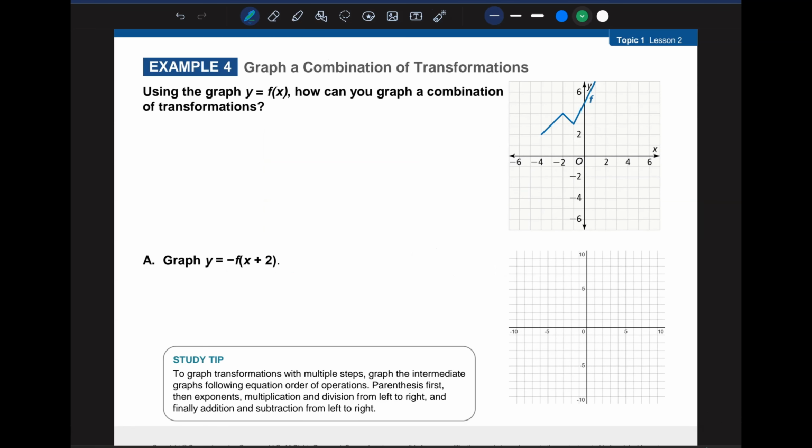All right. So using this graph, how can we graph a combination of transformations? Let's take a look at that. So we have the f of x over here.